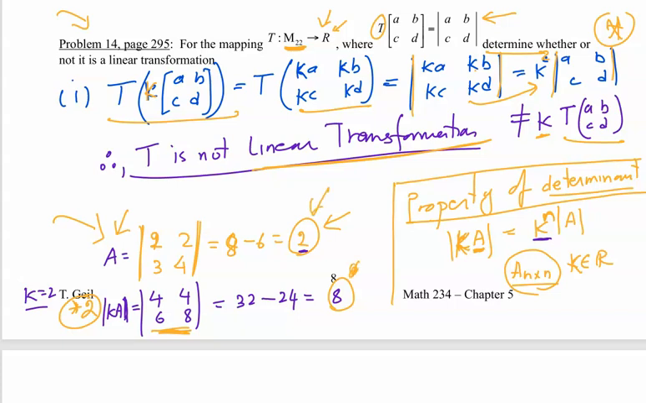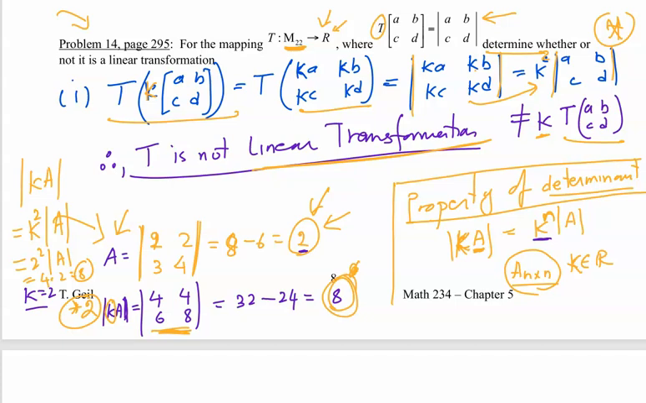So you cannot just pull out this k. You have a kA, and its determinant is exactly k square times the determinant of A. In this case, k is 2, so 2 square is 4, and the determinant of A is 2, so 4 times 2 is 8, and that matches with this one.